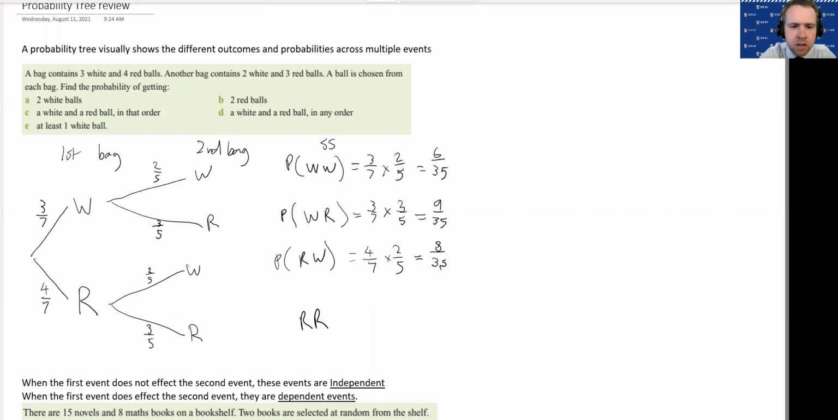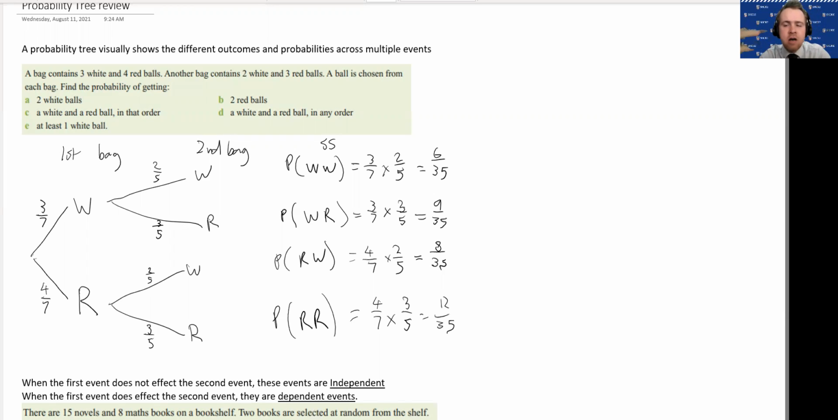And then the probability of getting a red and then a red, it's going to be 4/7 times 3/5, which is going to be 12 out of 35. Now, you can actually know that you've done this correctly when all of these probabilities add up to 35. So you've got 6 plus 9 is 15, and you've got 8 plus 12 is 20. So add them all up, you get 35. So you know you've accounted for every outcome when that happens.